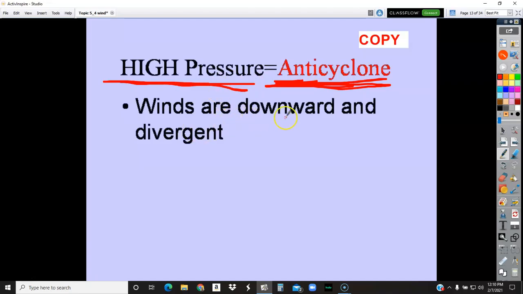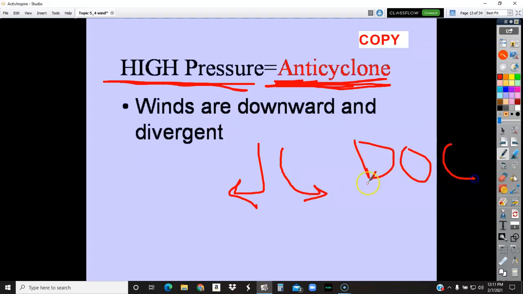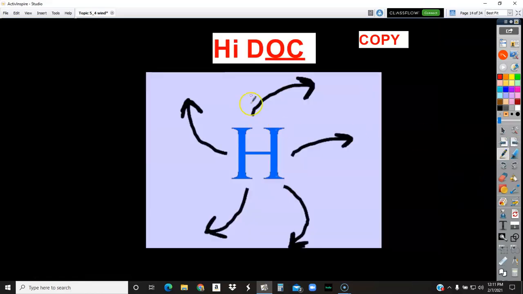And again, down and out. Down and out is divergent. The air goes down, out. Just remember the high dock. Down, out, clockwise. Down and out is the divergent part. So that's the winds around a high.